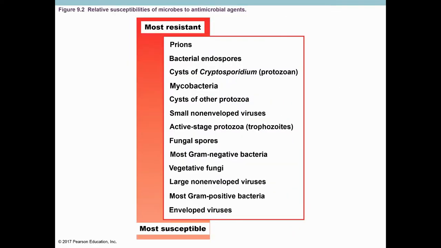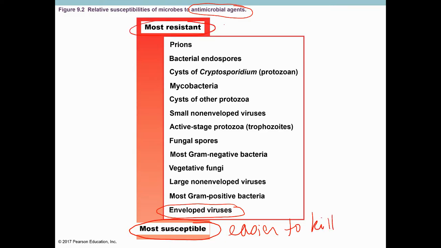There is a kind of a spectrum of susceptibility that microbes have to antimicrobial agents. So like I was saying, enveloped viruses are actually fairly easy to kill. They're on the end of the spectrum that's called most susceptible or easier to kill. And on the side of most resistant is things that are harder to kill.